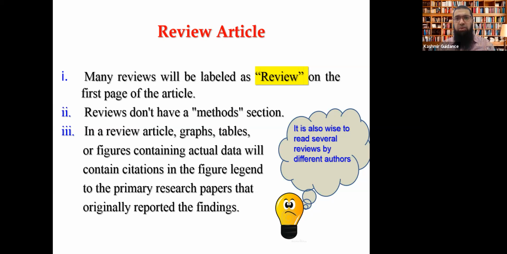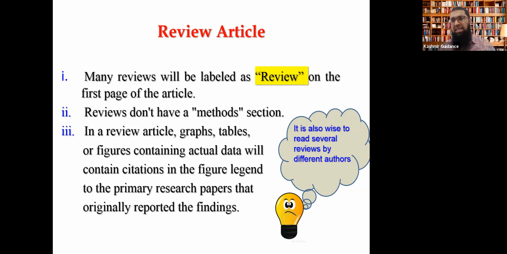So you need not worry about which article is a review article and which is a research article. Most of the journals, when they publish review articles, mention at the upper corner of the article that this is a review article, so that you can easily understand, and this is mentioned on the first page of the article. The other point is that when you read a review article, you do not find a methodology or method section in that article, because the method is missing.